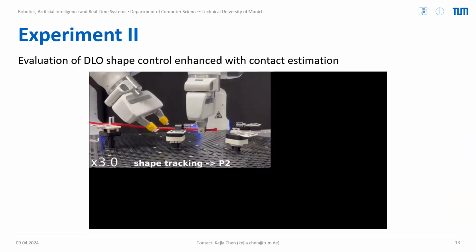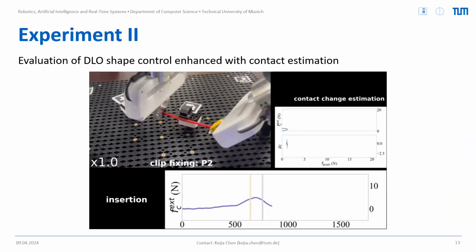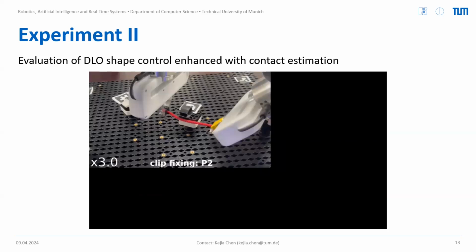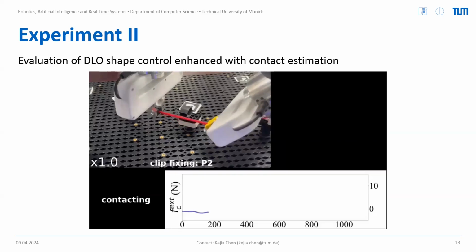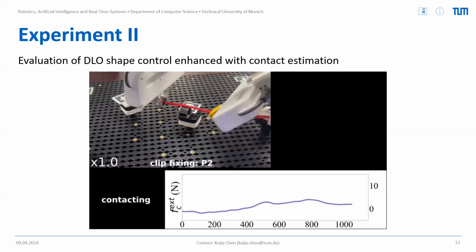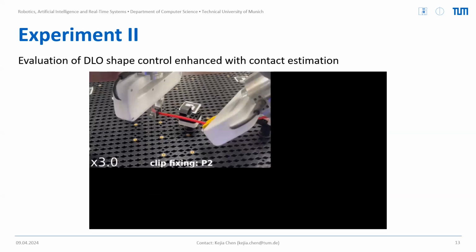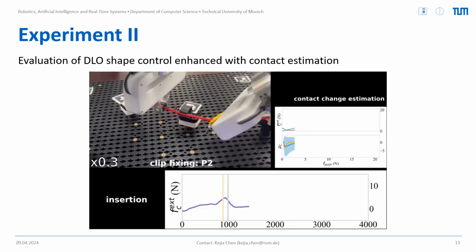At the following fixtures, the same procedure was repeated. In the first attempt, an entry blockage problem was detected. After parameter adjustment, missed contact was again detected. In the third attempt, finally, the robots managed to insert the cable correctly into the clip.